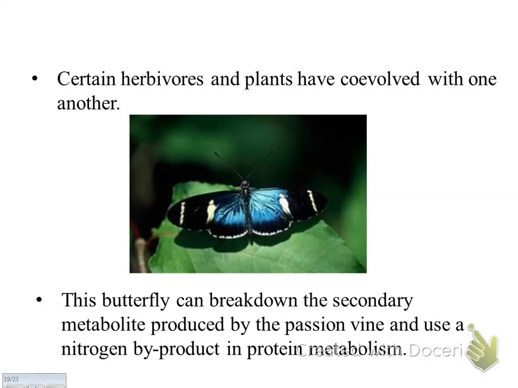And then just a topic that's kind of interesting. It says certain herbivores and plants have co-evolved with one another. This butterfly can break down the secondary metabolite. So this butterfly can break down the poison, so it's not killed by the poison, and uses a nitrogen byproduct in protein metabolism. I just thought that was interesting, how they've co-evolved.